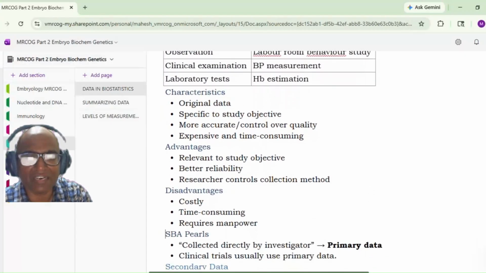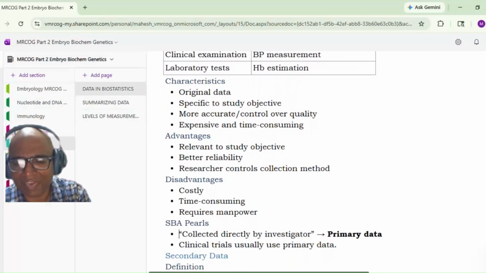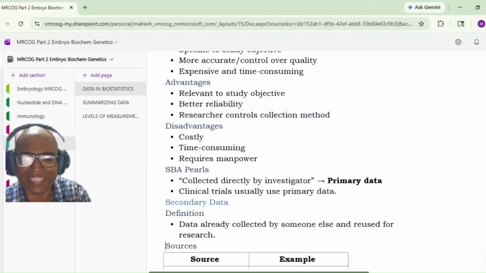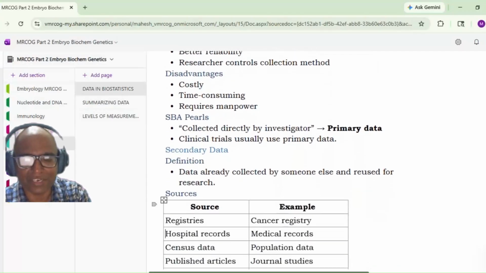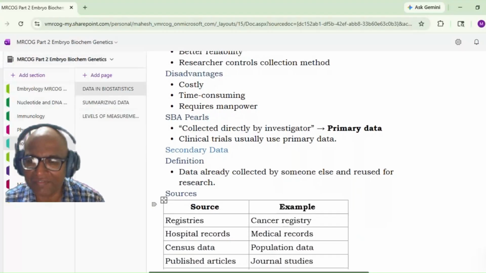But there are certain advantages: it will be relevant to the study objective, it will have better reliability, and the researcher controls the collection method. There are certain disadvantages too, as I mentioned: it will be costly, time consuming, and it will require manpower also. From the examination point of view, you should remember that the data collected primarily by the investigator is the primary data. Clinical trials usually use primary data.